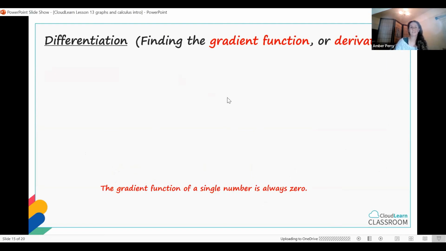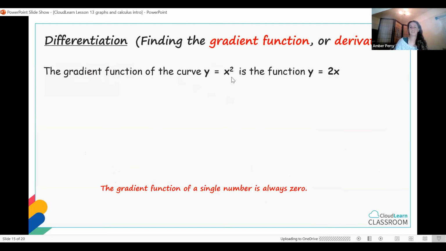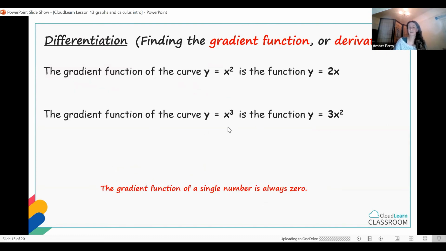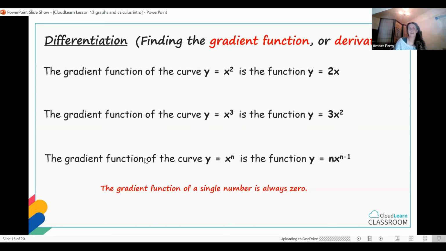So finding the gradient function, okay? Gradient function of the curve y equals x squared is the function y equals 2x. Gradient function of the curve y equals x cubed is the function y equals 3x squared. And in general terms, the gradient function of the curve y equals x to the power of n is the function y equals n x to the power of n minus 1. Which feels like quite a lot to remember, okay, but it's not too hard to actually remember it. If you just remember the pattern, it's actually really easy to do. Gradient function of a single number is always 0, okay?